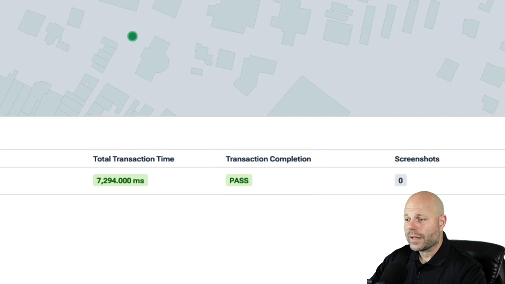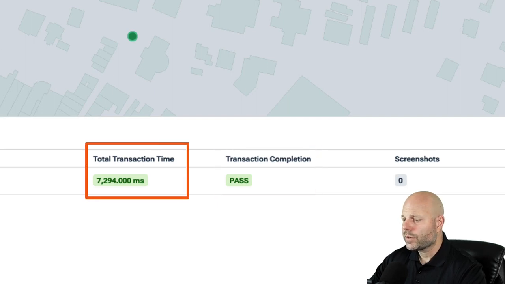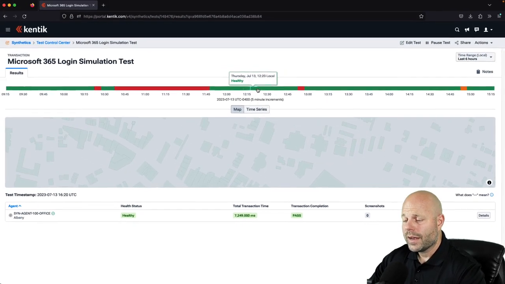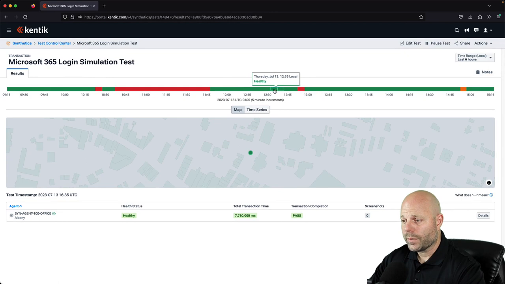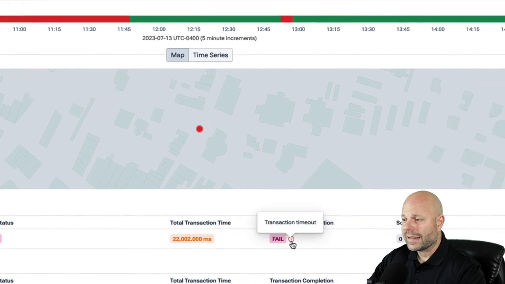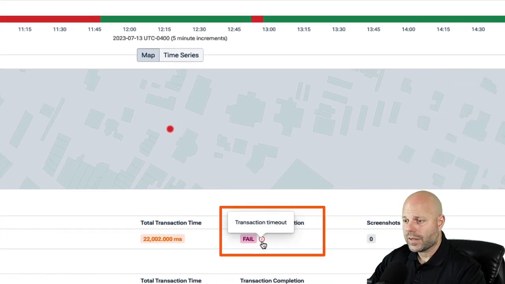And when the test passes, look at the total transaction time. It's around 7 to 8 seconds, which the system has dynamically established over time as the normal time it takes for the script to successfully complete. But I want to focus on when we were experiencing those issues. And you can see that the total transaction time spikes to over 20 seconds, which we know is causing the test to fail. And we can see that by looking at the indicator here that says transaction timeout.